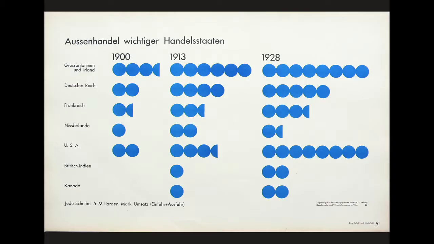Here is a chart from Gesellschaft und Wirtschaft, Society and Economy, which was a folder of 100 separate charts, which is a high point of isotype work from 1930. And if you don't understand German, then the subject of this chart won't be clear to you at all. You won't know what it's about.